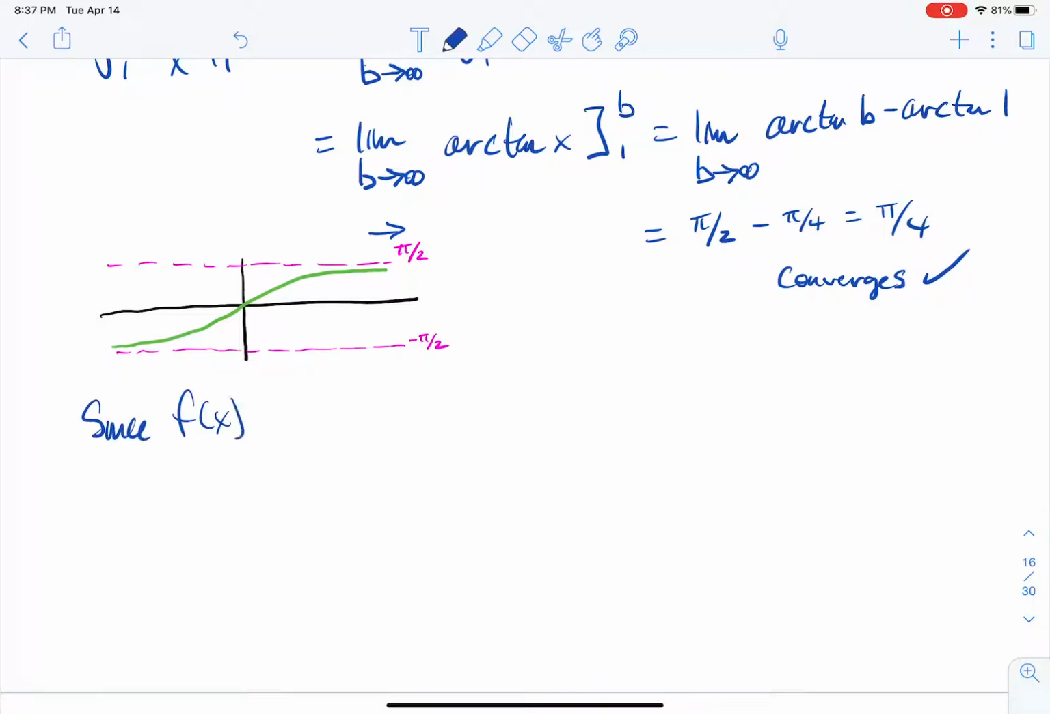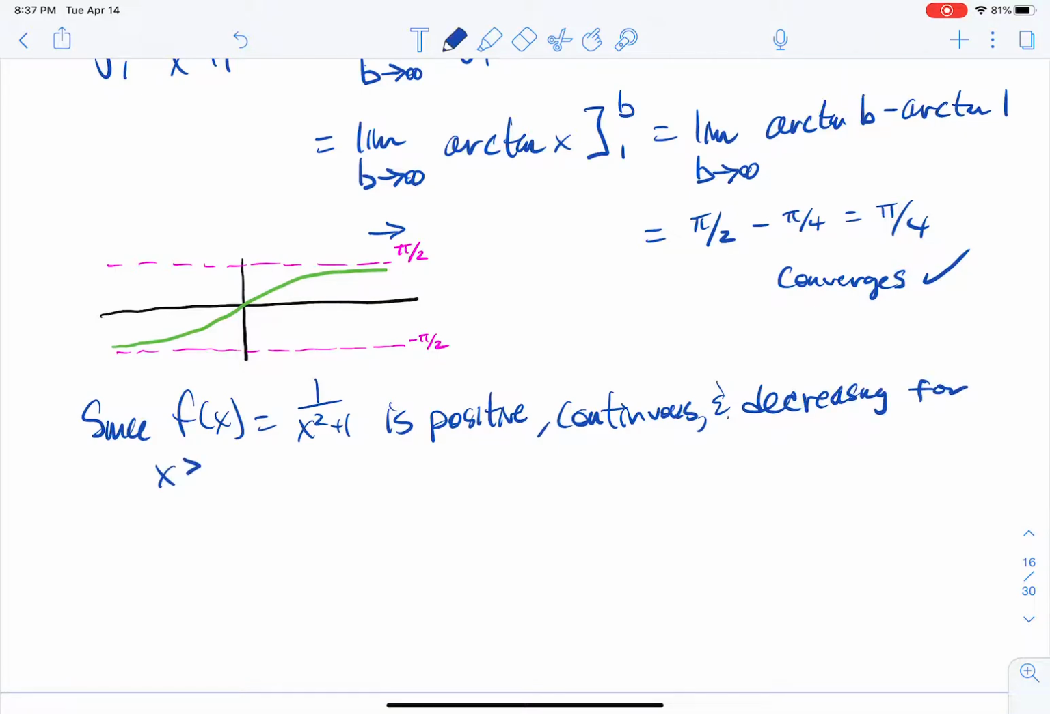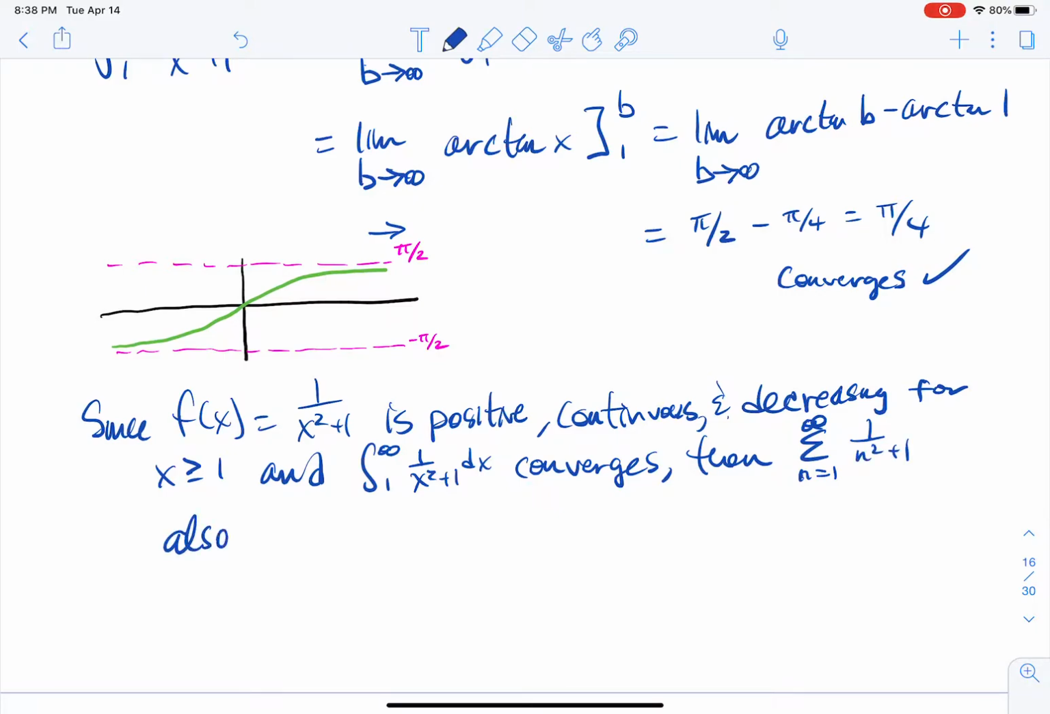Since f of x equaling 1 over x squared plus 1 is positive, continuous, and decreasing for x greater than or equal to 1, and the improper integral from 1 to infinity of 1 over x squared plus 1 dx converges, then the summation from n equals 1 to infinity of 1 over n squared plus 1 also converges by the integral test. There you go.